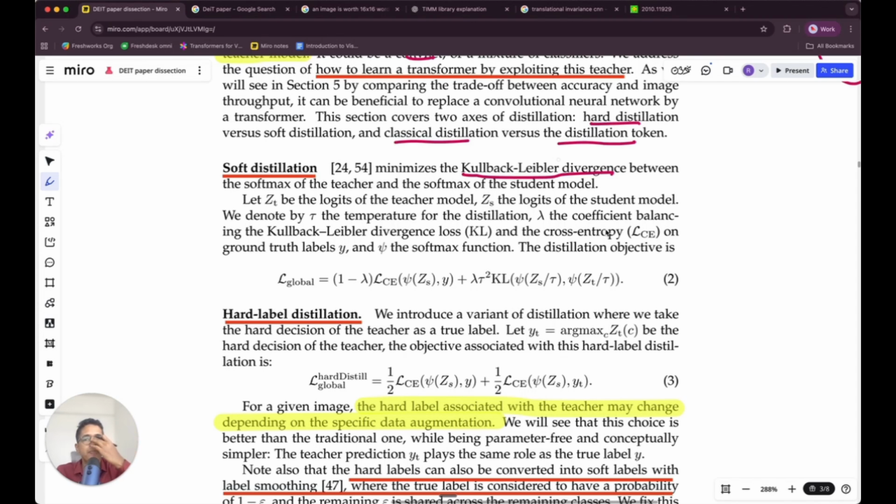It's actually easy. Let ZT be the logits of the teacher model and ZS the logits of the student model. What are logits? Logits are the inputs that go into softmax. Logits are numbers that need not look like a probability distribution, but they can be used for creating the probability distribution after passing through softmax. We denote by tau the temperature for the distillation and lambda the coefficient balancing KL divergence loss and cross entropy loss. So now let's look at these terms.